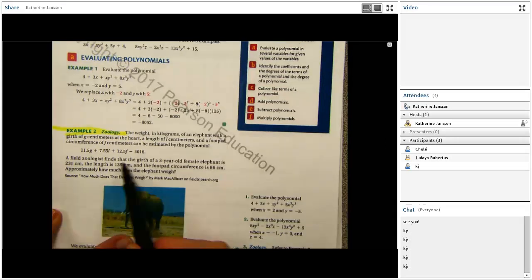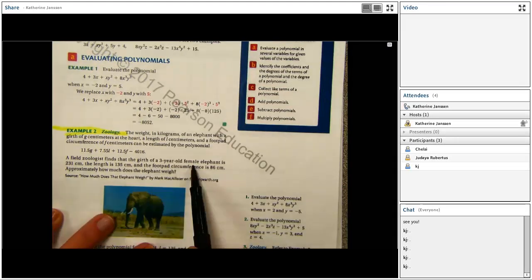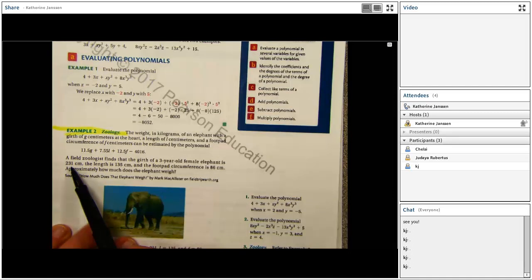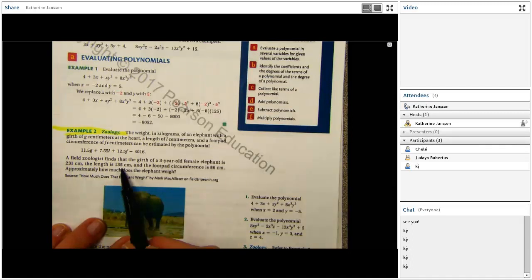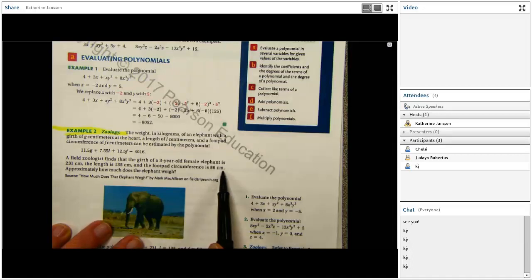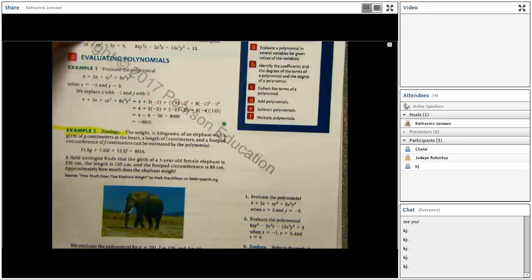A field zoologist finds that the girth of a 3-year-old female elephant is 231 centimeters, the length is 135 centimeters, and the footpad circumference is 86 centimeters. Approximately how much does the elephant weigh?